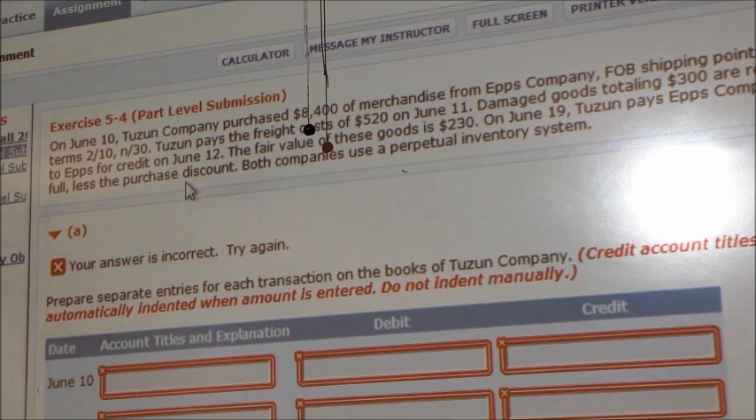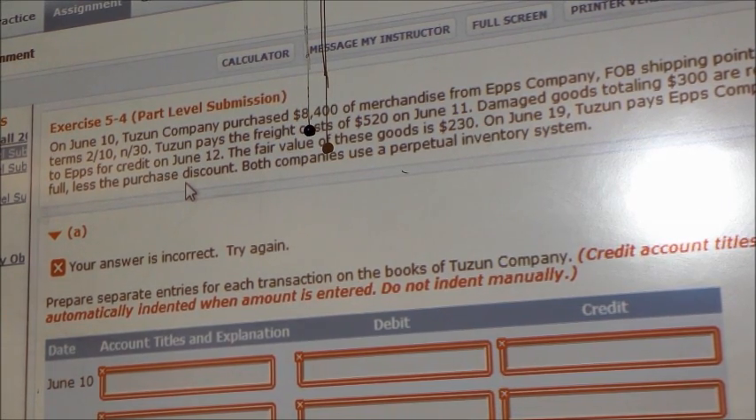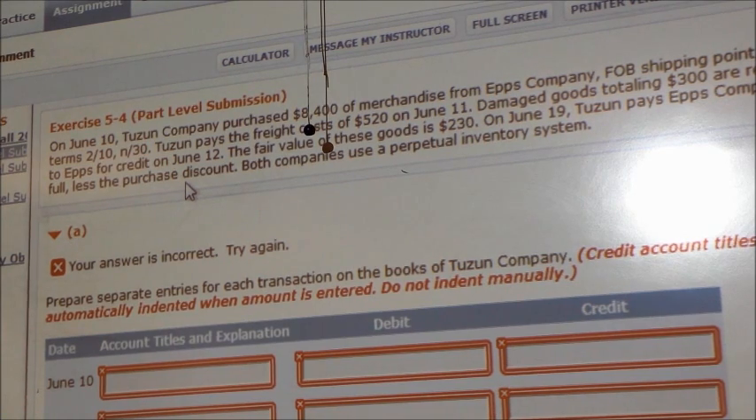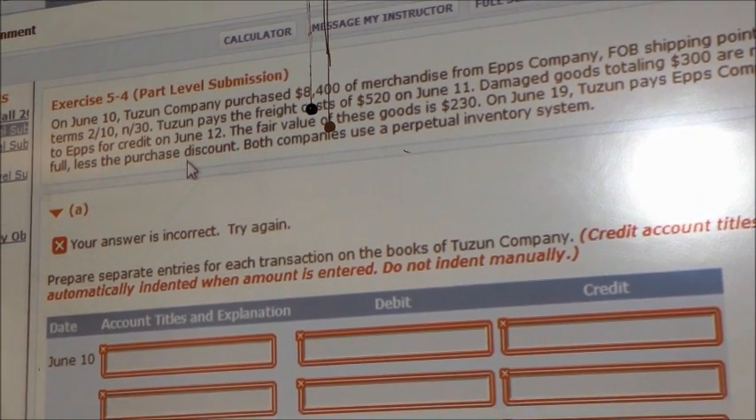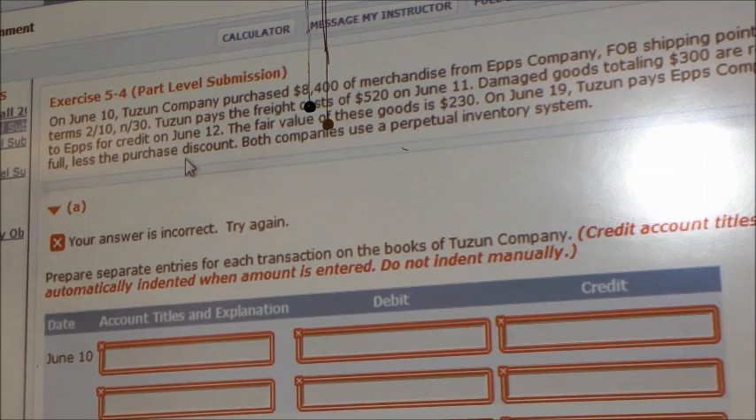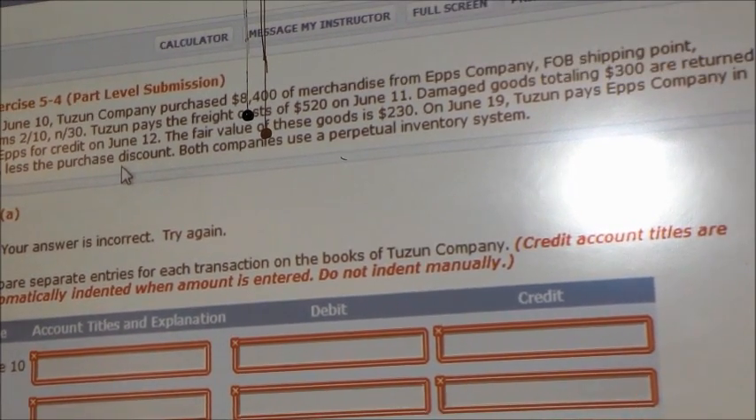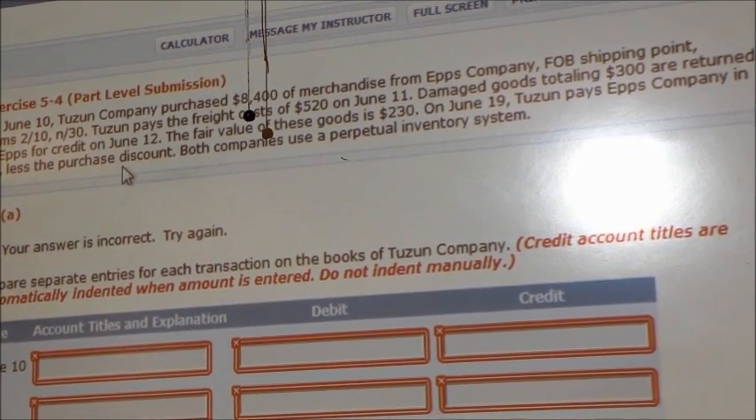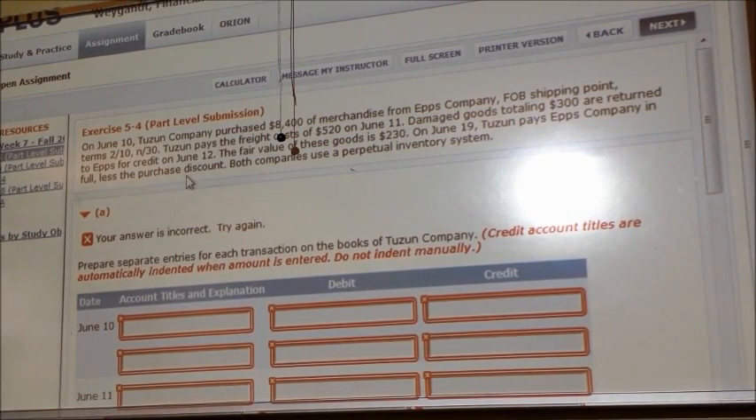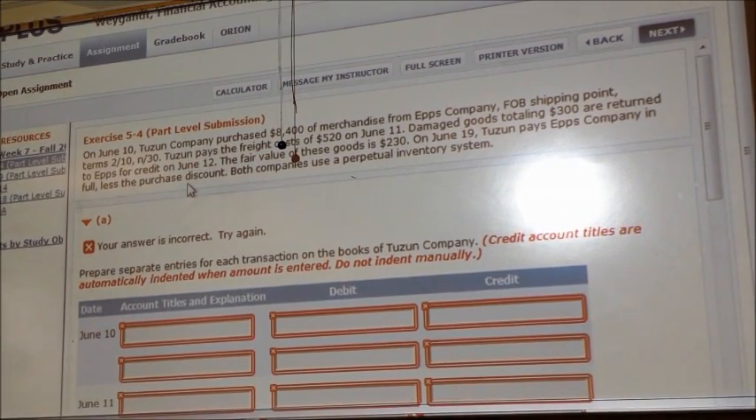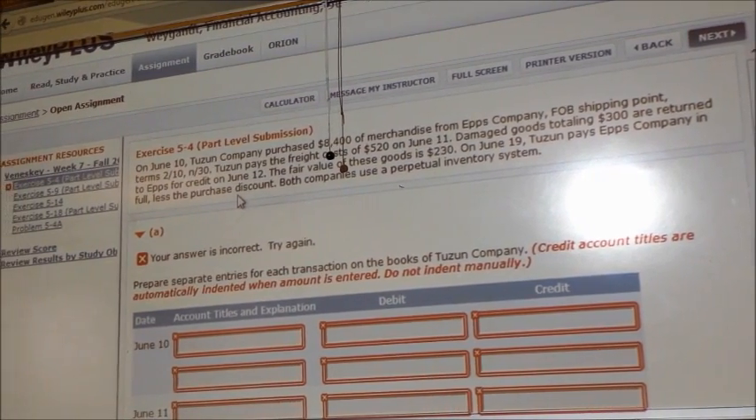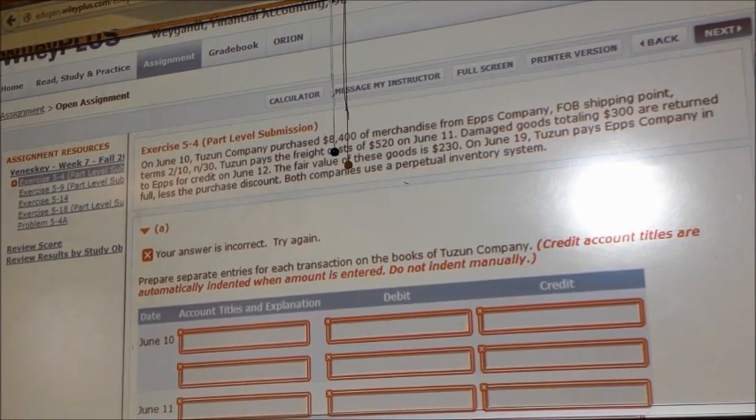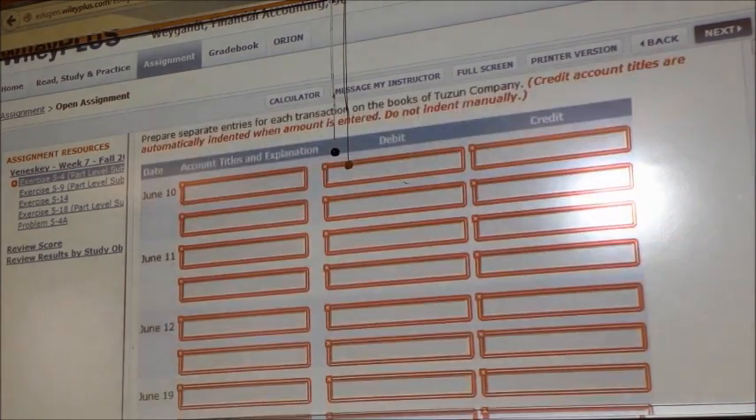So on June 10th, we're doing it from Tucson's, from the buyer's perspective first, up in Part A. We bought inventory for $8,400. The only difference with what this one does and how we're doing it is they account for the shipping separately as you go. So the shipping didn't actually get paid until the next day. So we don't even know what the shipping is, so we can't include that in our June 10th entry.